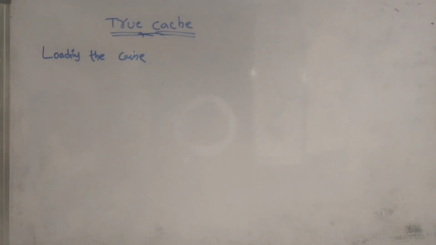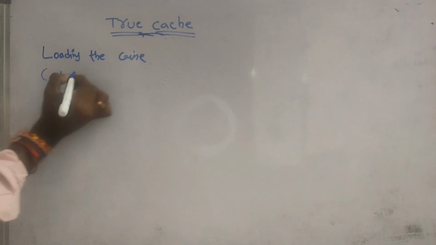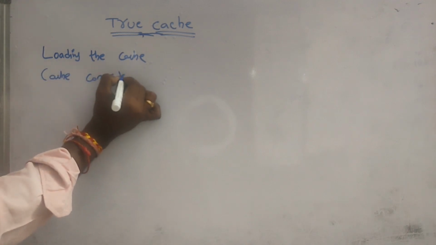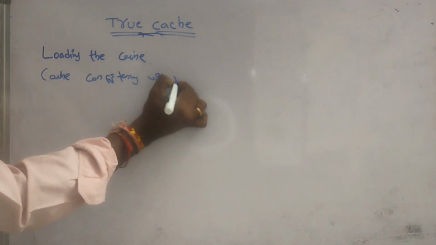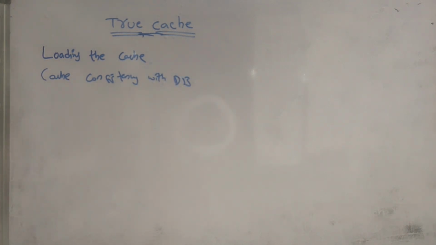And again, cache consistency with the database. Developers are responsible for maintaining the consistency of the cache with the database, because if any writes or updates happen in the database, that data will not be available in the cache. To make sure those updates are also synchronized with the cache layer, developers are responsible for writing custom or manual code to update this data.